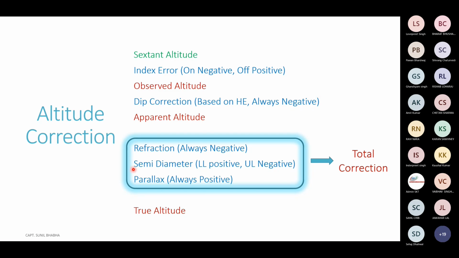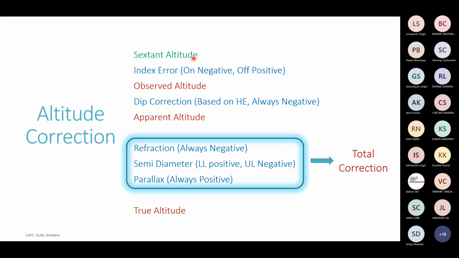The individual correction methods are usually used during your pre-sea training, because that's when you need to be clear about the concepts. But once you come to second mate's or phase 1 level, the individual correction method is not usually recommended. The questions can be easily solved using the total correction obtained from the nautical almanac. So this is the complete altitude correction process.